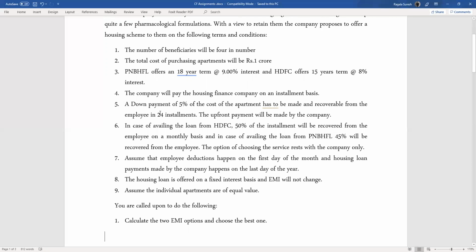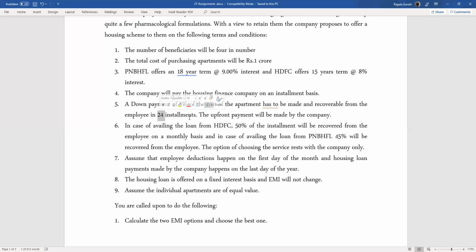What is the significance of this 24 months? This is 2 years. So in that case, we need not decrease the 18-year term for PNB at the rate of 9%, right? Because the 18 years will start after these 2 years. Correct. So for the first 2 years we have to compute the installment amounts, but for the company the installment amount is 0. Yes, for the first 2 years the company is not going to pay a single penny.